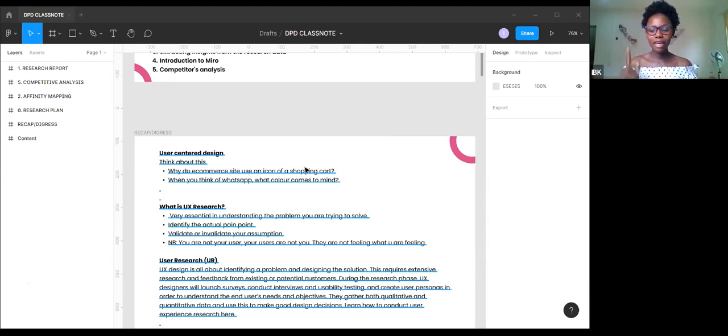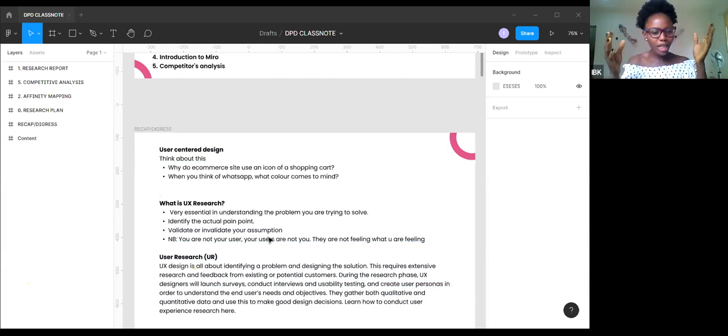So for you to think that if I make this thing, the users will want it just because you want it, that's a lie. So first debunk that thought. Perish the idea. Like I said, user research is very essential in understanding the problem that we're trying to solve. If you don't do your user research, or if you do it wrongly, it can cost you a whole lot. It can cost your organization a whole lot, and you don't want that. Also, user research helps us to identify the actual pain points.